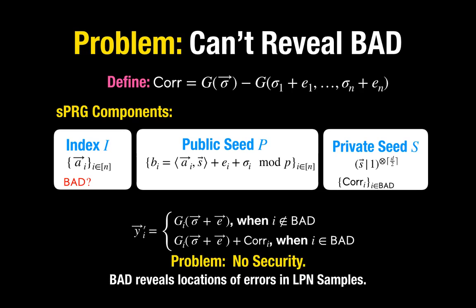So there's no security. My goal for the rest of this talk is to compress this sparse correction vector in a way which does not reveal bad. At the same time, it lets me do a degree 2 reconstruction as a polynomial and then add this correction to the computed output gi of sigma plus e.